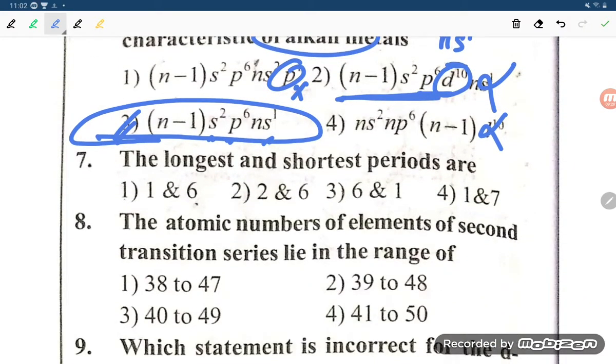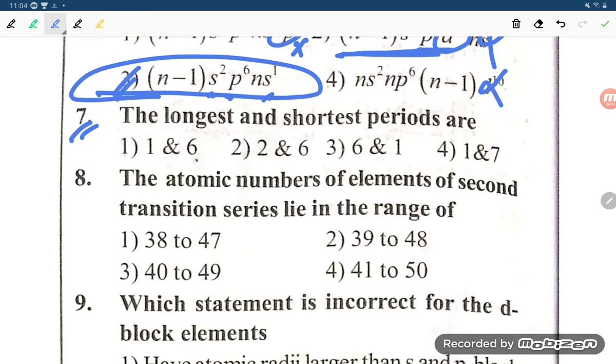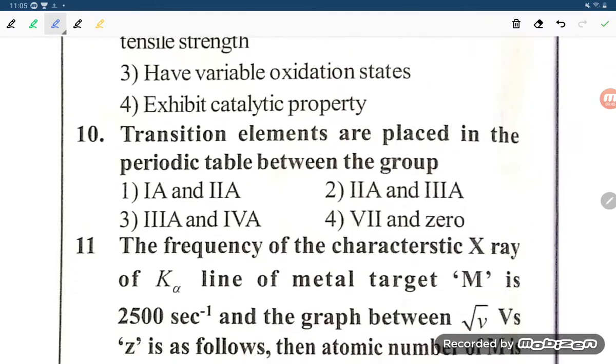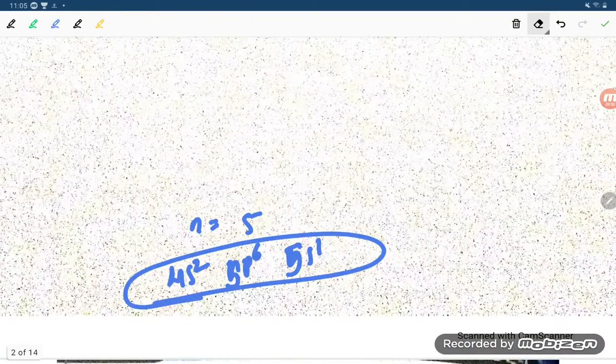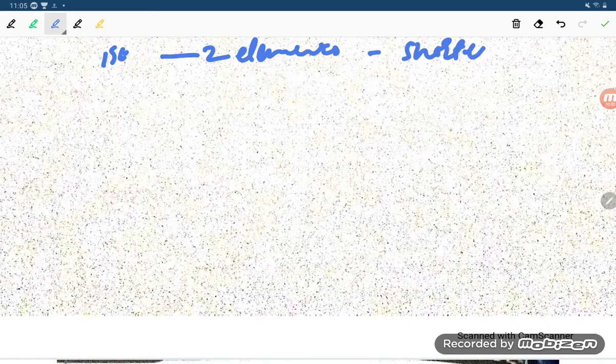Okay, now next problem, problem number 7. Let us see the longest and shortest period. So dear student, how can you do question number 7? This is a quite easy problem. If you talk about the first period, that is 2 elements. First period with 2 elements is known as the shortest period.